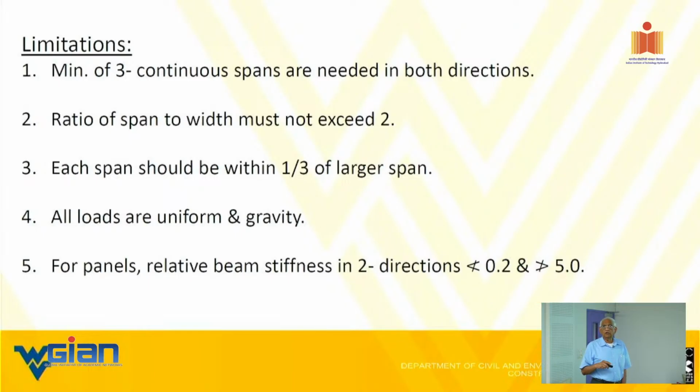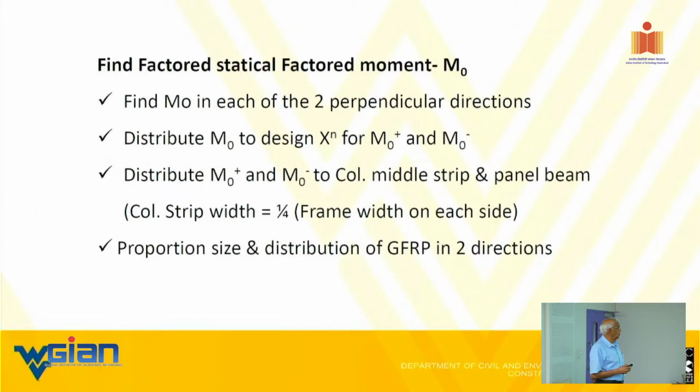But of course, there is a more accurate methodology. We went about it. I'm not going to run an example, but we already saw that. So here, finding the statistical factored moment M sub 0, you don't have to find it. The code has already given you those numbers in a little simpler form. So they don't want you to make an error. Then you distribute that moment. That's what we're going to talk about today.